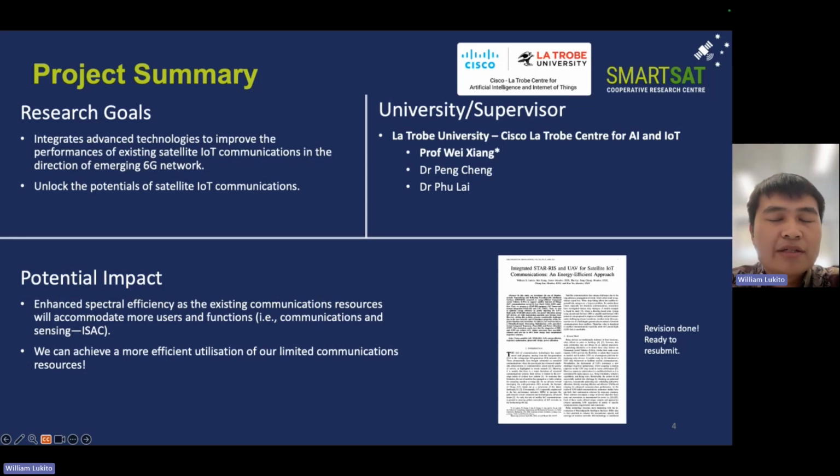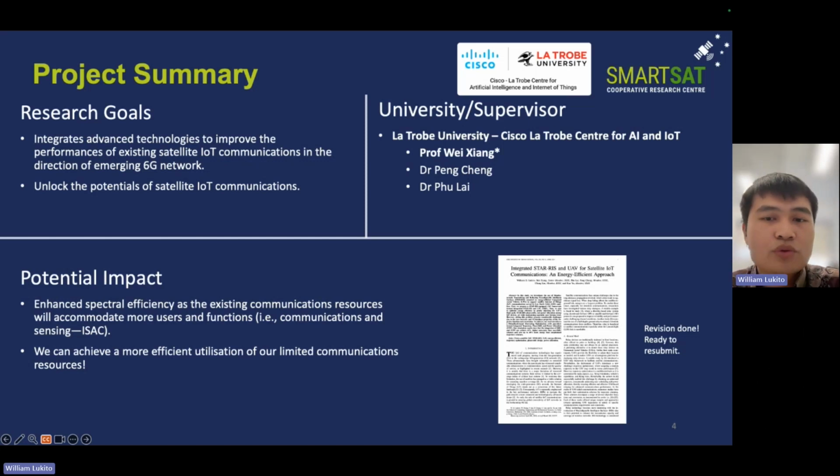However, after doing more literature reviews, I think it would be more interesting if we are able to unlock the potential of satellite IoT communications. For example, integrating sensing into satellite IoT communications. By doing so, the system will do multiple functions simultaneously, and we can save more spectral resources.